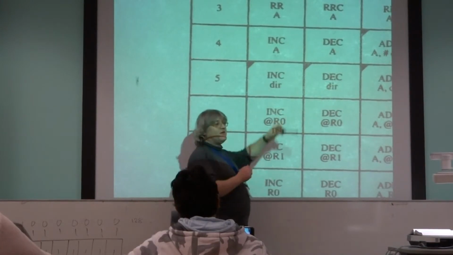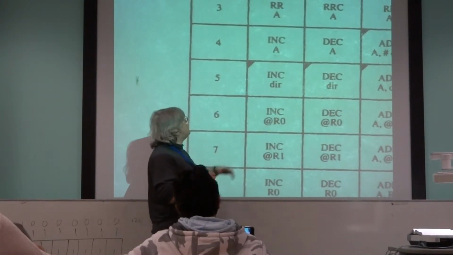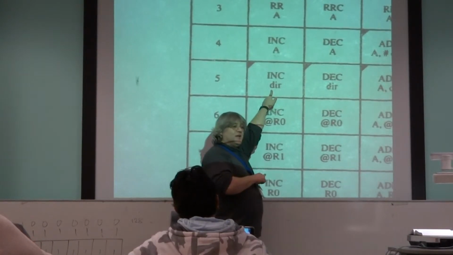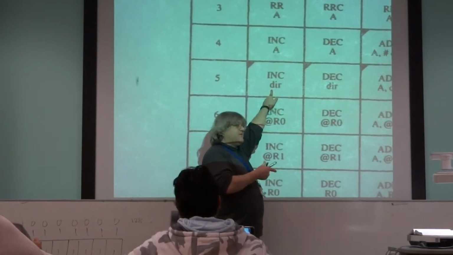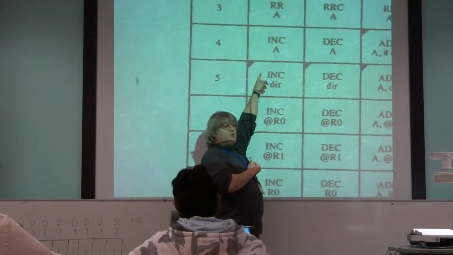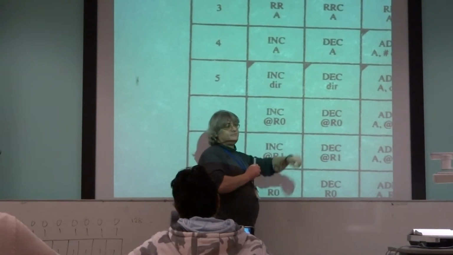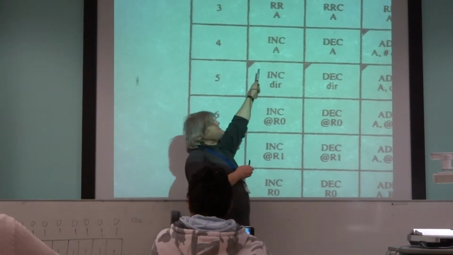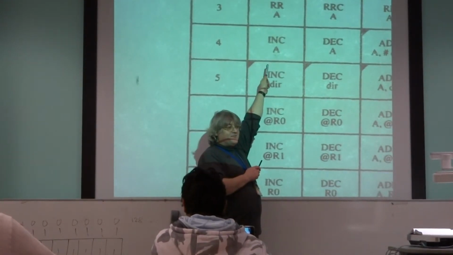So they are different. Now you could increment the direct memory address where the direct memory address is the accumulator. It's perfectly possible to do that because the accumulator is in the direct memory. But this one, I would imagine, is quicker than this one. But the assembler will choose the quickest one for you. If you write INC A in your assembly, it will choose that one.